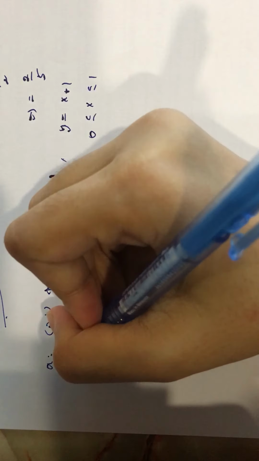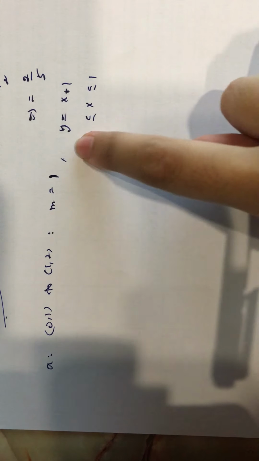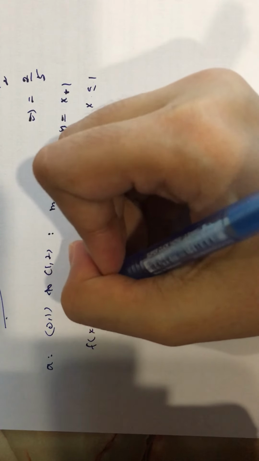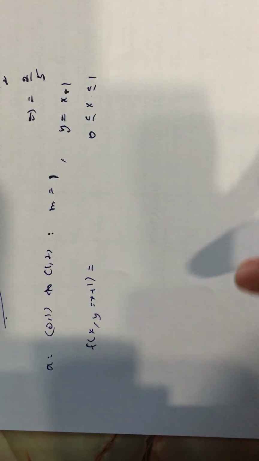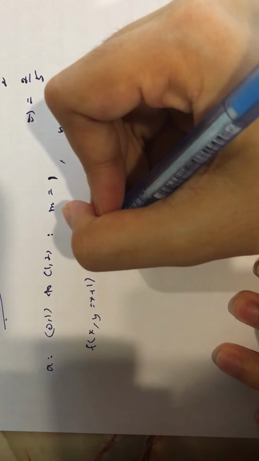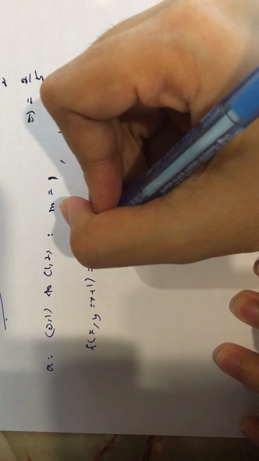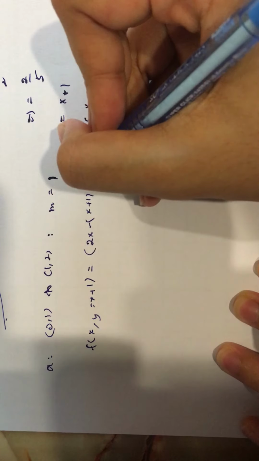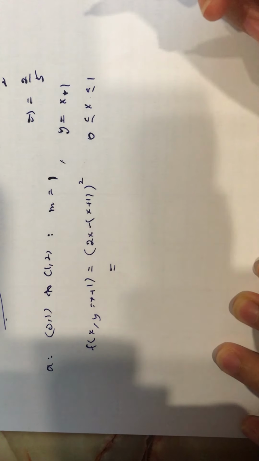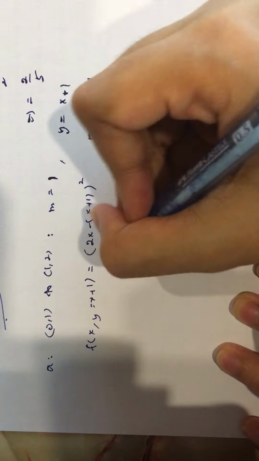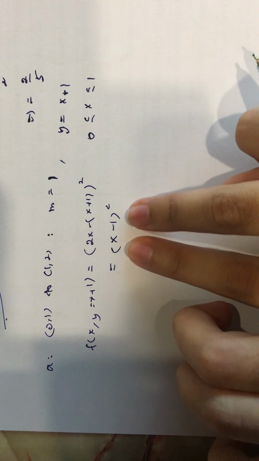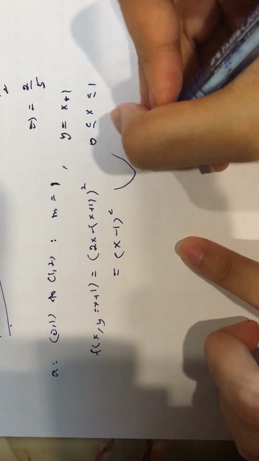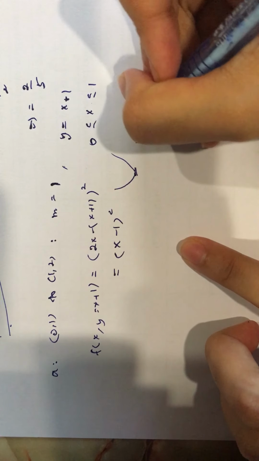So if we substitute this y equals to x plus 1 into the f of x, y, then we have 2x minus (x plus 1) squared, and this one is equals to (x minus 1) squared. As you can see, this one is a quadratic equation yang smiley punya face macam ni. So meaning that we have a minimum.